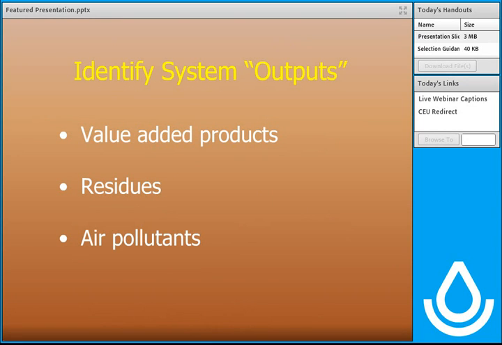Finally, the last step is to identify all of the system outputs in terms of what they represent. Do the unit processes produce a marketable product, such as electricity, a residue that can be managed, like land application of nutrients, or an air pollutant that must be reported or controlled, which could include methane or NOx? Any of these could result from the unit processes that are implemented on a livestock operation.